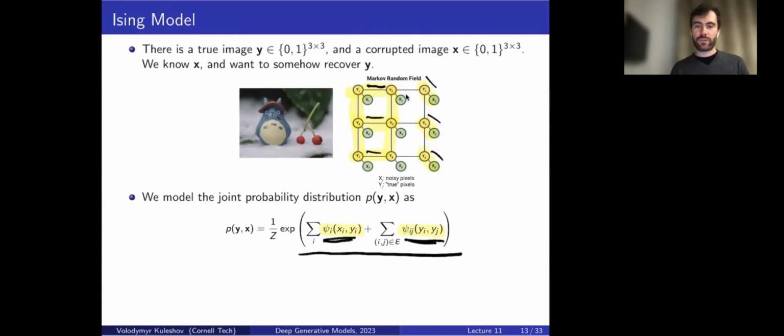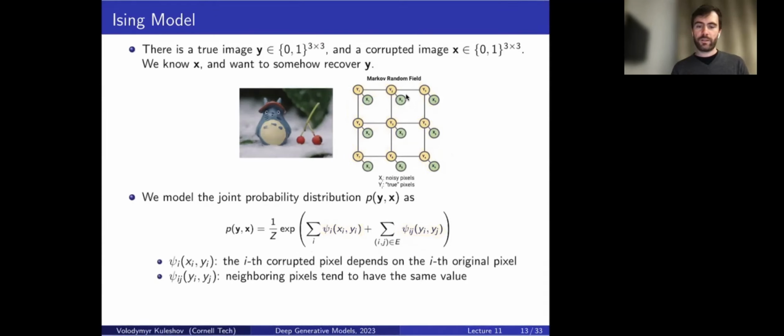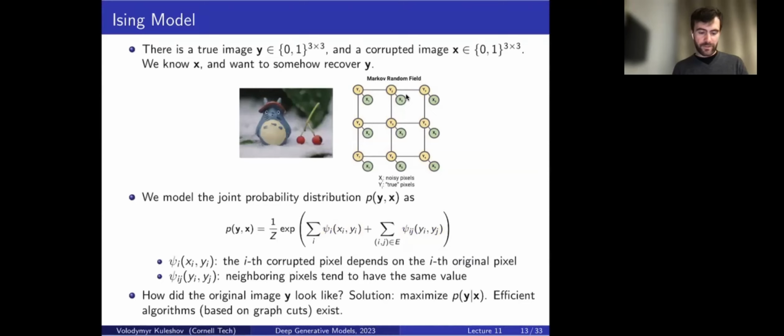Given that I have this energy function, I can define the task of denoising this image by maximizing p of y given x, and there are efficient algorithms for doing this once I have defined my energy. So this is a way of casting the problem of denoising an image in the framework of energy-based models. Are there any questions about Ising models?